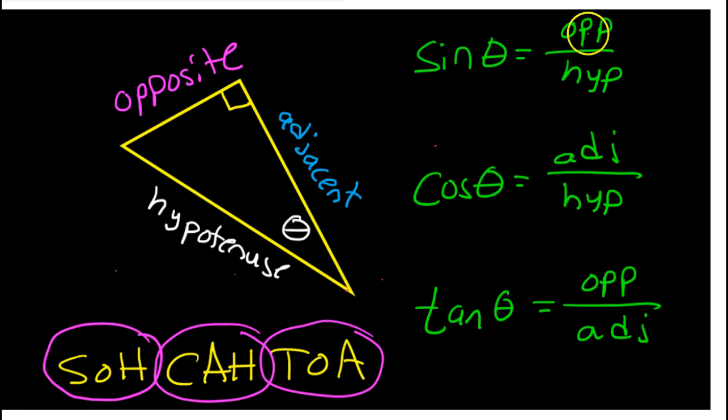Sine of the angle will be the opposite leg over the hypotenuse. Cosine is adjacent over hypotenuse, and tangent is opposite over adjacent. Now, to make it easier to remember, we will sometimes just use SOHCAHTOA.